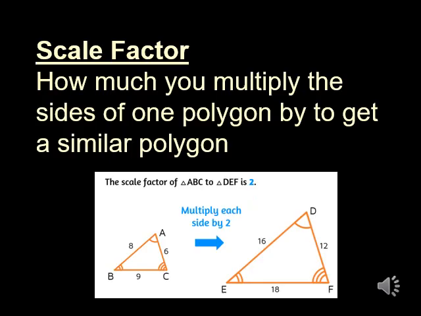A term that'll come up when you do some of the problems over this section is the term scale factor. And all scale factor means is how much do you multiply by to get from one polygon to a similar polygon. So like there's a picture here where if you look at the corresponding sides, we go from 8 to 16, 9 to 18, and 6 to 12. Everything's multiplied by 2, so we'd say that the scale factor is 2.